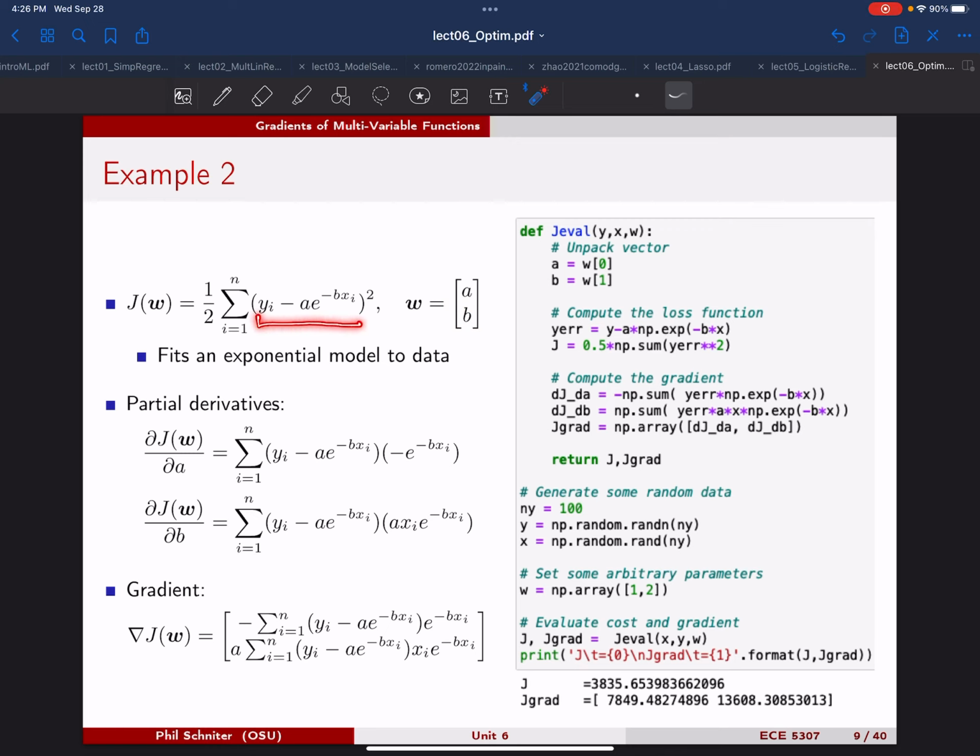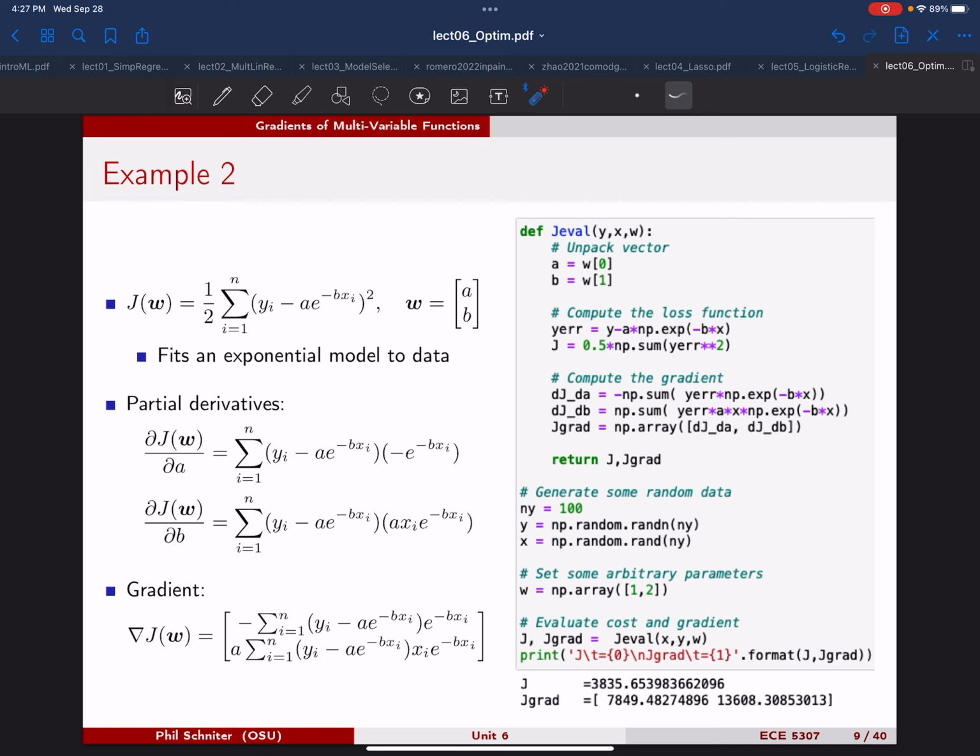Okay. So when we code this, we want to be as efficient as possible. For example, notice that this term is present in both of our gradient components, so we don't want to recompute that twice if we don't have to. So we want to define intermediate variables where we can do the computation once and then reuse it later. So let's see what happens in this function.